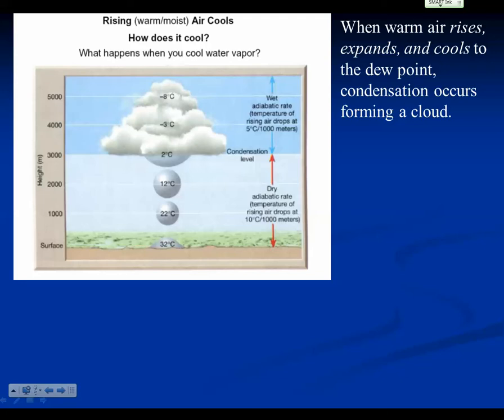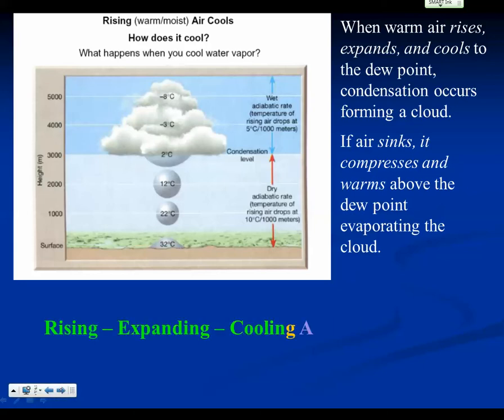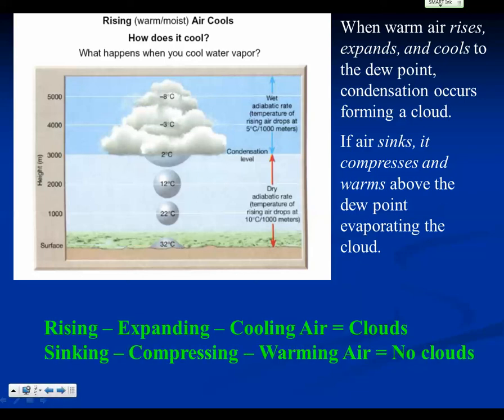But what you want to remember with all this, let's keep it simple here: when warm air rises, it expands and cools to the dew point. Condensation occurs, forming a cloud. If air sinks, the opposite happens. So whatever causes air to sink is going to cause it to compress and warm above the dew point, and the clouds will evaporate. So you can just remember rising, expanding, cooling air equals clouds, whereas sinking, compressing, and warming air causes no clouds.